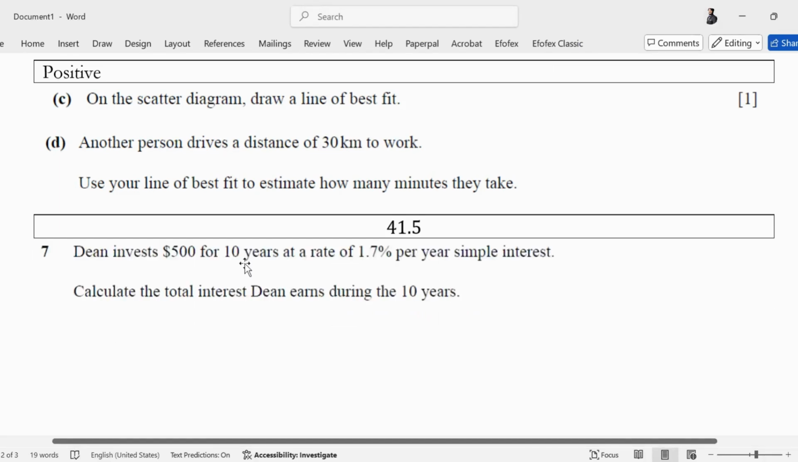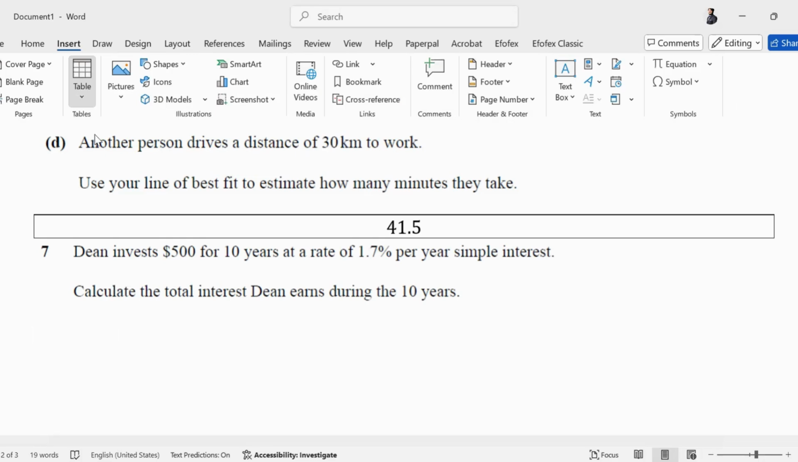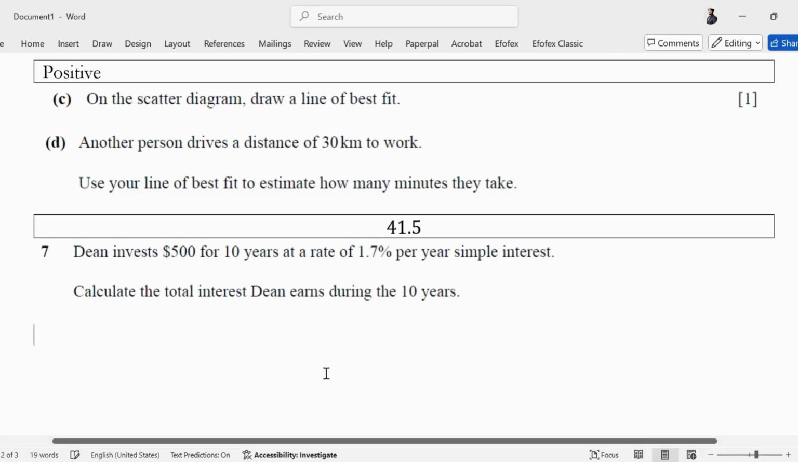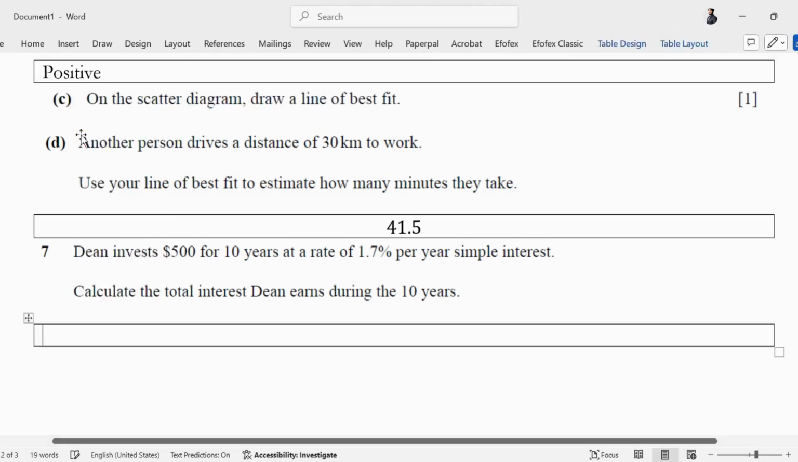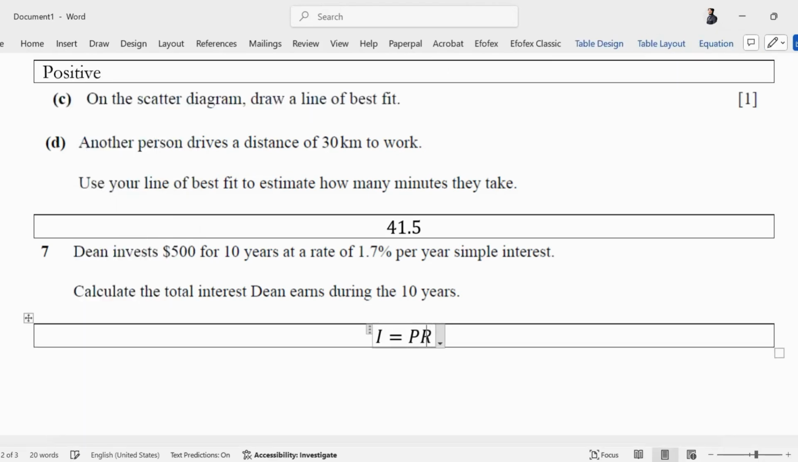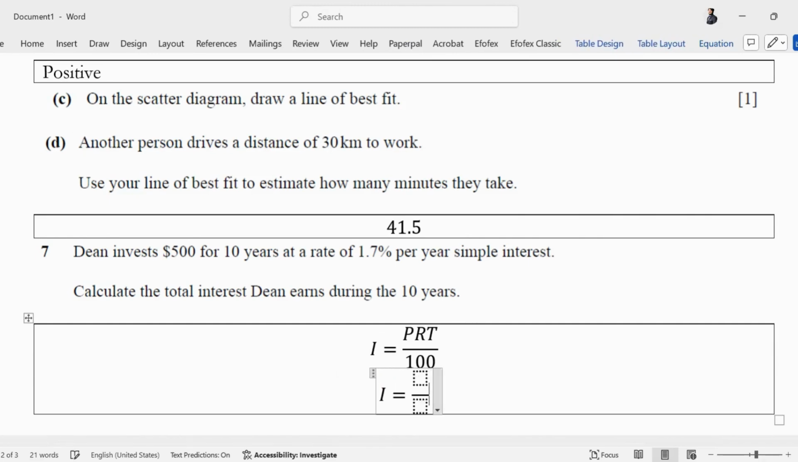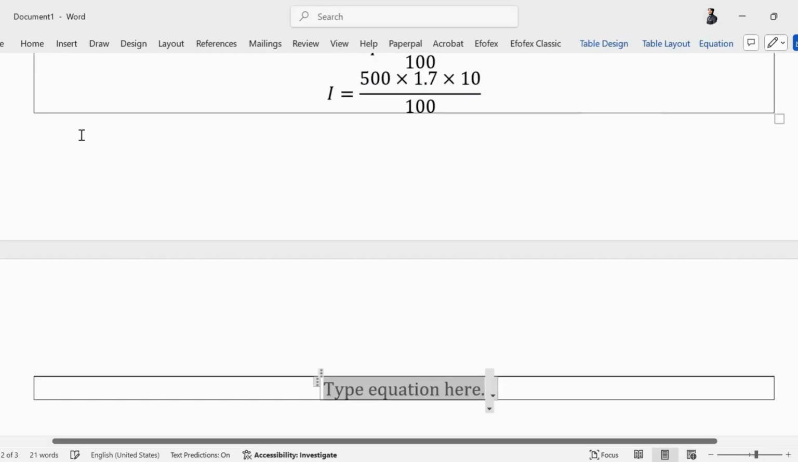Dean invests $500 for 10 years at a rate of 1.7% simple interest. Calculate the total interest Dean earns during the 10 years. Again, we can just use the simple interest method, which is I equals PRT upon 100. Be sure that this tells you the interest, not the total value. Principal is 500. Rate is 1.7. Time is 10 years and divided by 100.